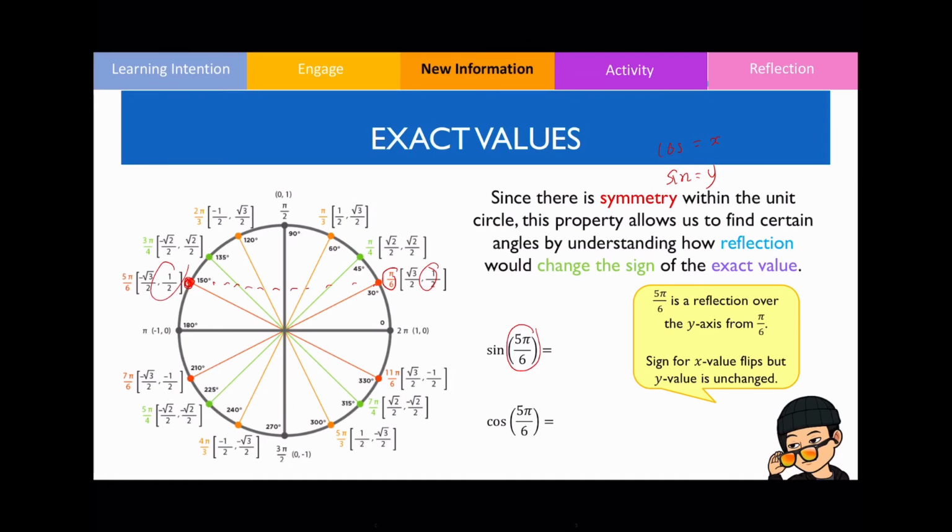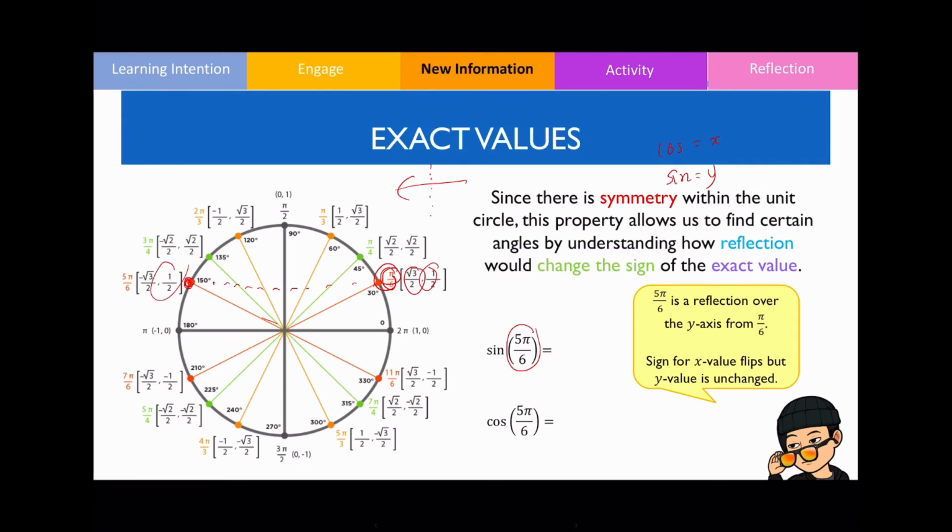So in this case, we know that 5 pi on 6 is a reflection over the y-axis from pi on 6, okay? So this is where pi on 6 is, and you could get the same angle by just flipping it to the other side over the y-axis, okay? And when you reflect over, your y value will still be the same because it will still remain at the same height, but obviously your horizontal distance has shifted, okay? So instead of going from a positive number, you're now going to a negative number when you reflect over the y-axis, okay?